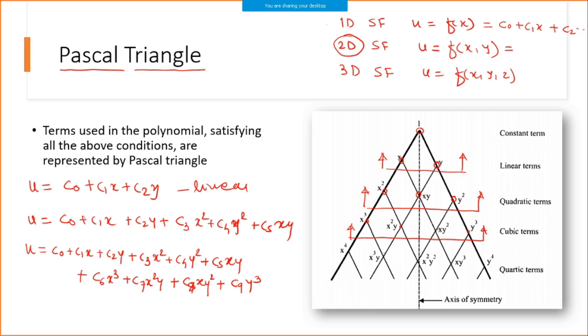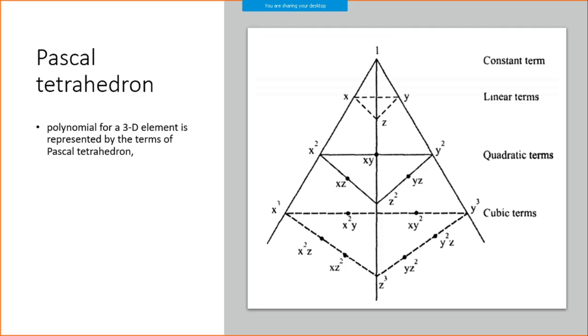So for the fourth order, I can take these many. For linear, I have three terms. Quadratic, 3 plus 3 becomes 6. Cubic, 6 plus these 4, 10 terms. Like quadratic, it increases in the same way. That is the Pascal's triangle we use for defining 2D elements.